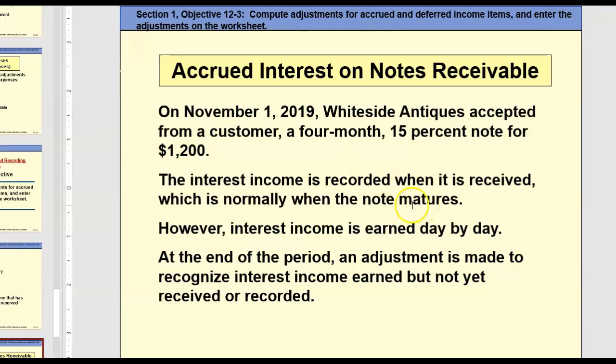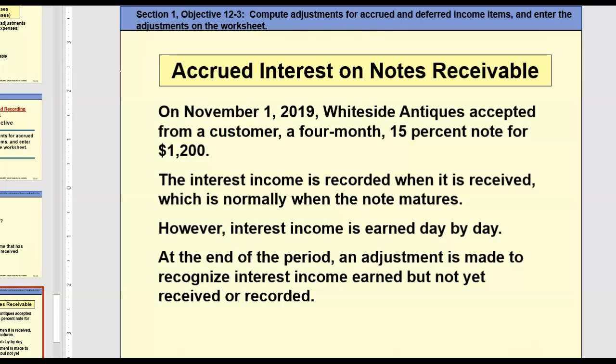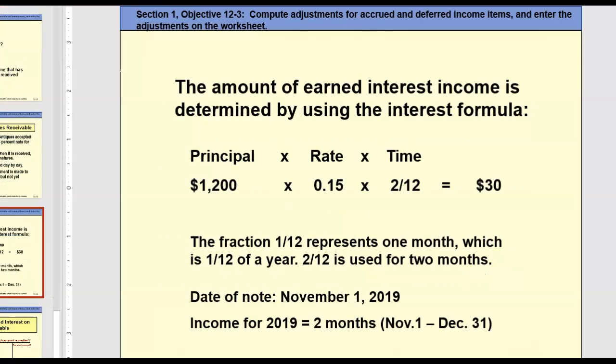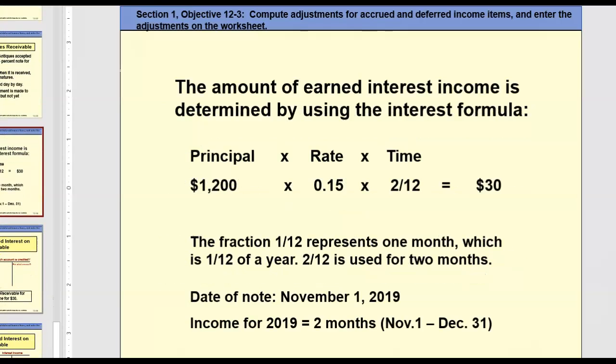Here's an example. Accrued interest on notes receivable. You're earning interest day by day on a note out there. At the end of the period, you'll make an adjustment to recognize the interest income earned, but not yet received or recorded. So we're going to have a couple notes payable problems, and you'll see that as well. Sometimes, this 2 out of 12 means compute for 2 months. So you figure it for 1 month and times it by 2.